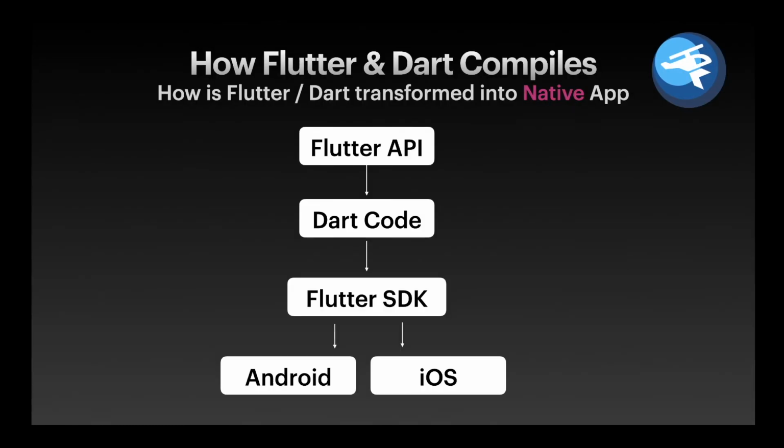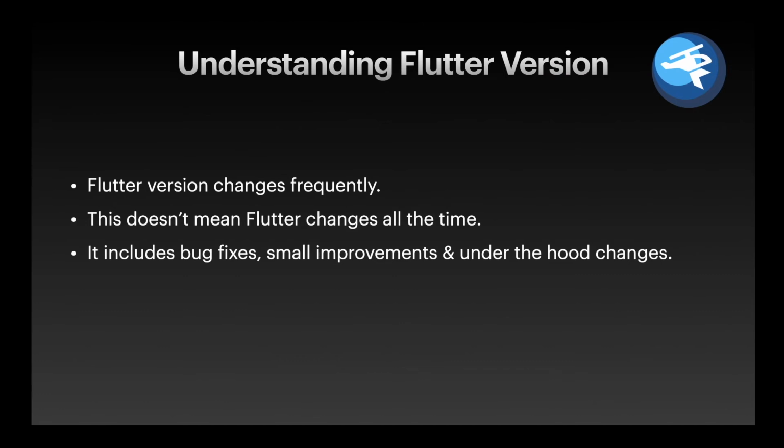Now, this diagram gives us a vague idea of how Flutter works. Flutter API, Application Programming Interface, takes your Dart code and passes it to Flutter SDK, which translates your code into zeros and ones, which in turn Android, iOS, and all other devices could understand. Now, the Flutter version. You will see soon, Flutter comes with some version number. For example, Flutter 2.5.1. These version numbers do change frequently, which means they optimize Flutter rapidly. They include some bug fixes, some small improvements, and under the hood changes.